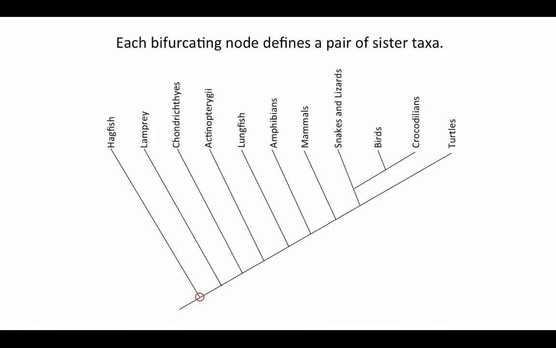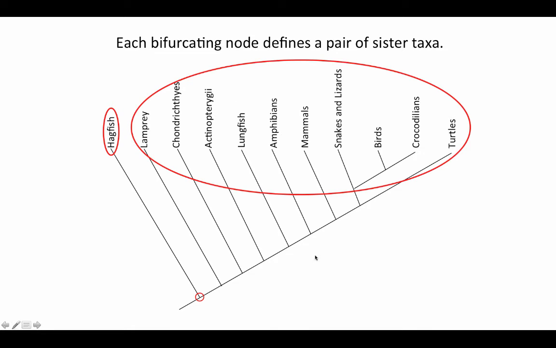So if you look at the region, the two branches right adjacent to the node, one branch comes off this way, one branch comes off this way. Everything that comes from this branch is one sister taxon, and everything that comes from this other branch is the other sister taxon. So hagfish on one side and everything else on the tree on the other side, because everything arises from this little branch.